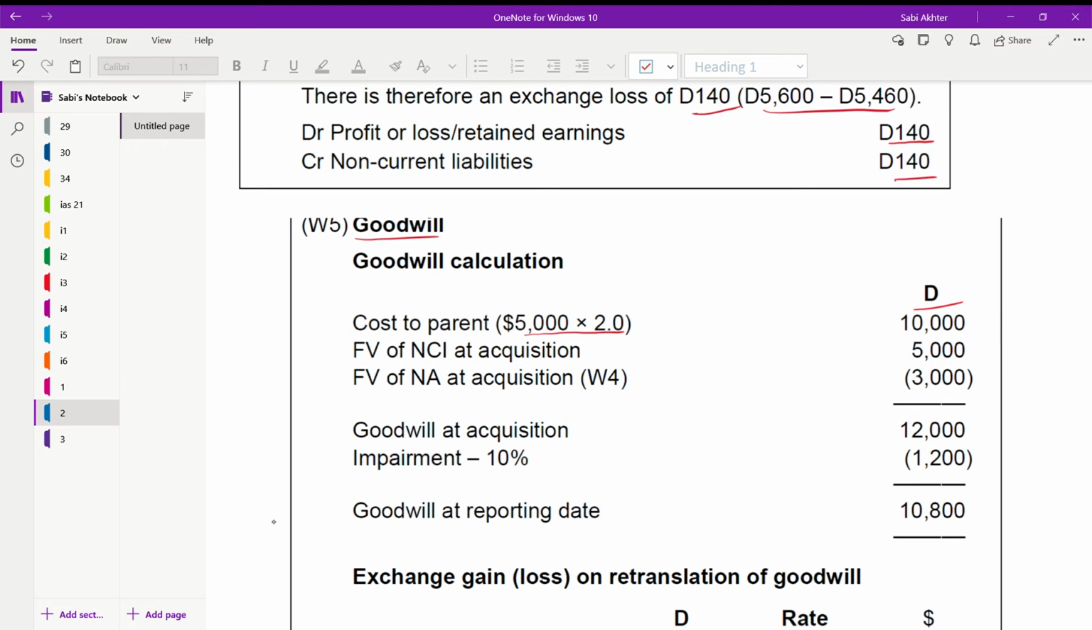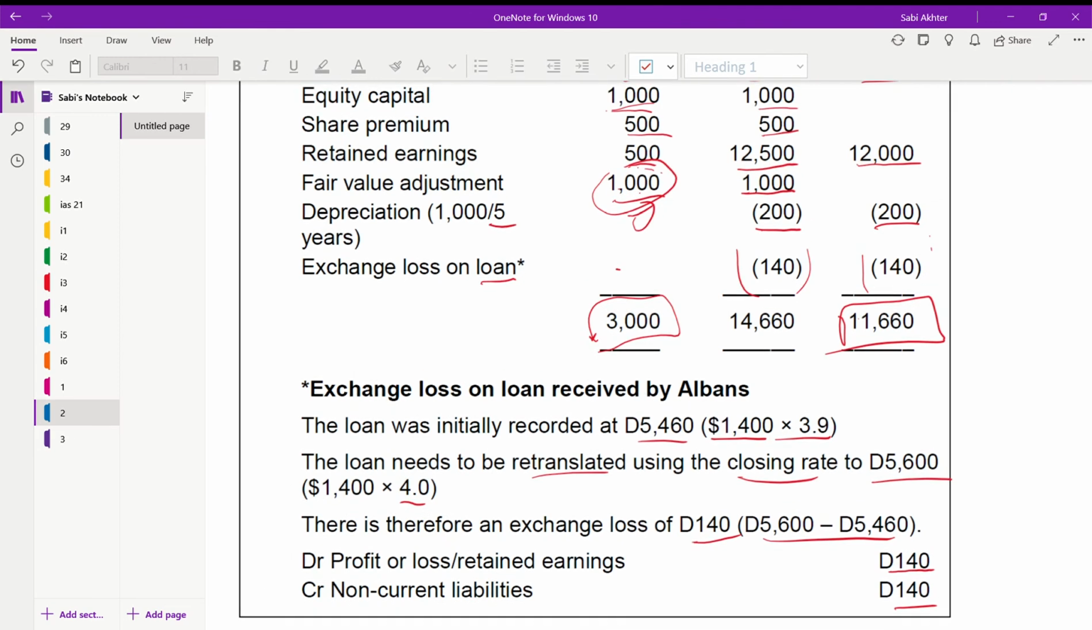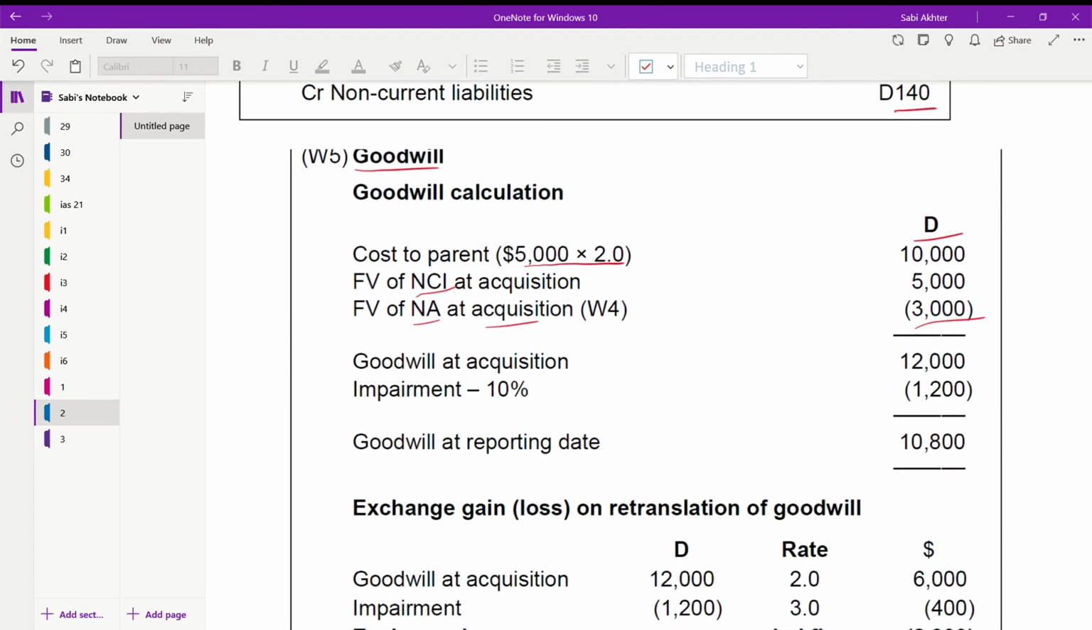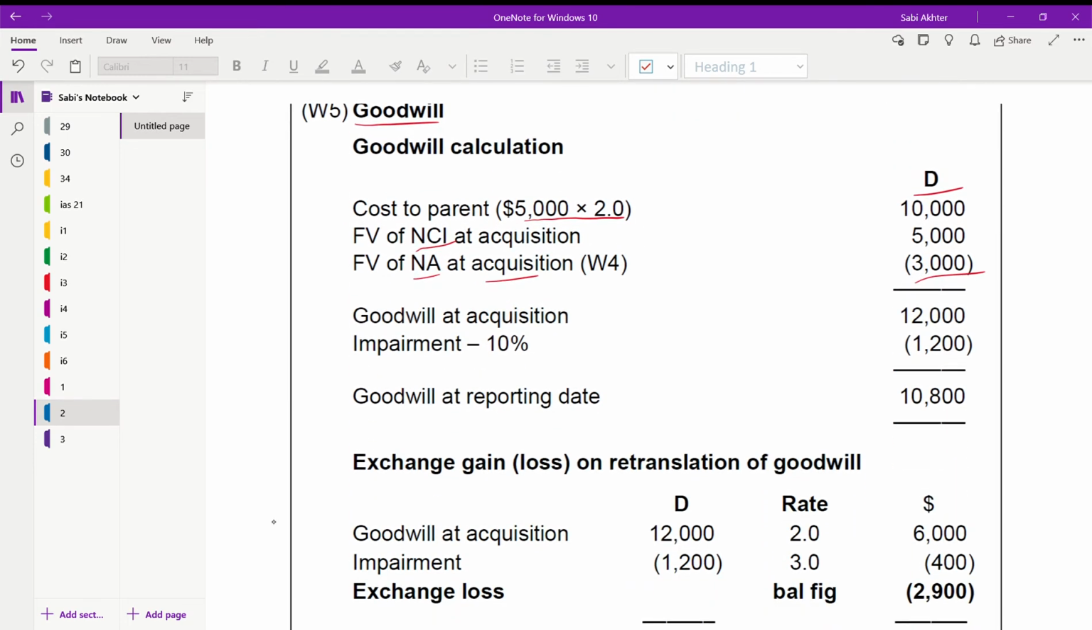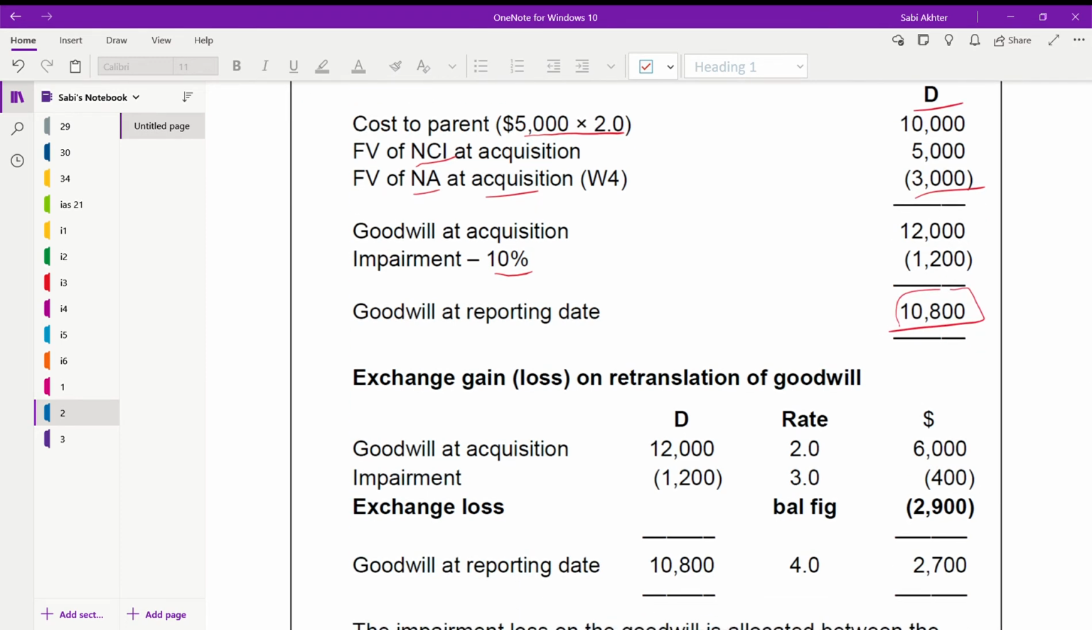NCI is already given in D, 5,000. Then you deduct net assets at acquisition, it is already given, 3,000. It's there in working 4. This 3,000 will go at the date of acquisition. Then goodwill. They told us goodwill will be impaired by 10%. So this 10,800. Now you have to find the exchange gain or loss relating to the translation of goodwill.